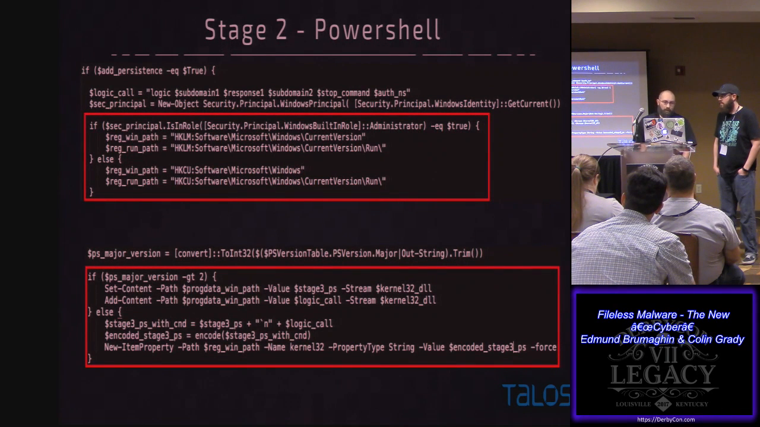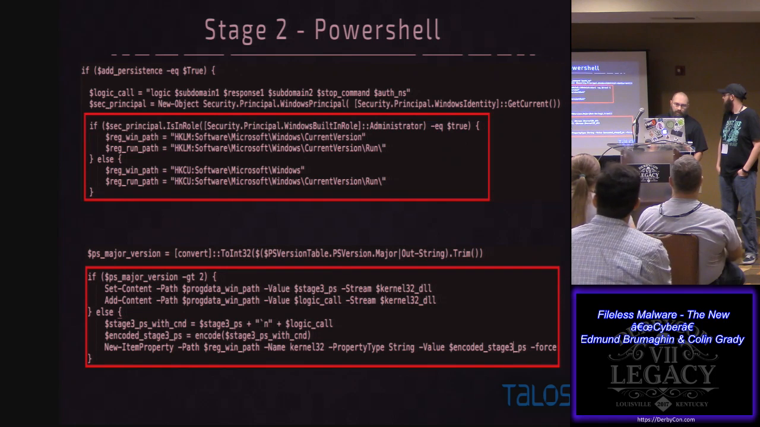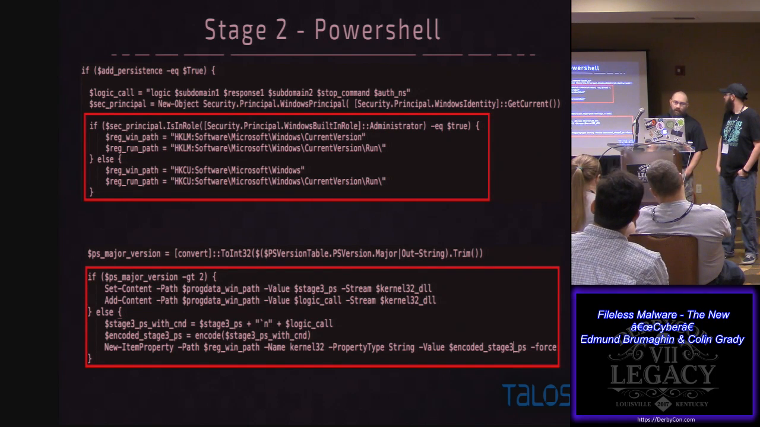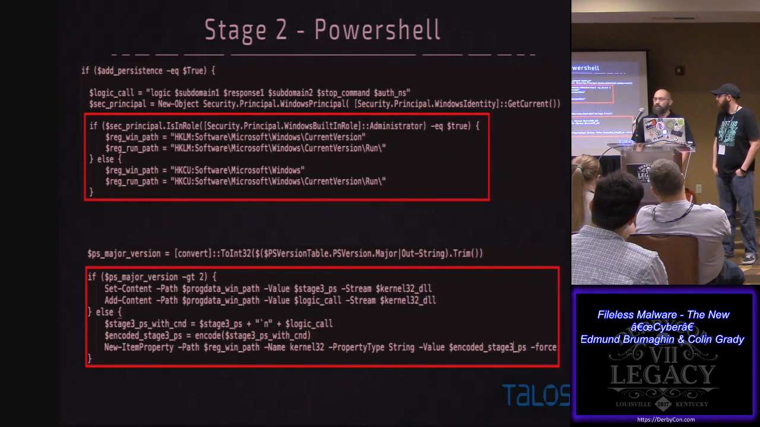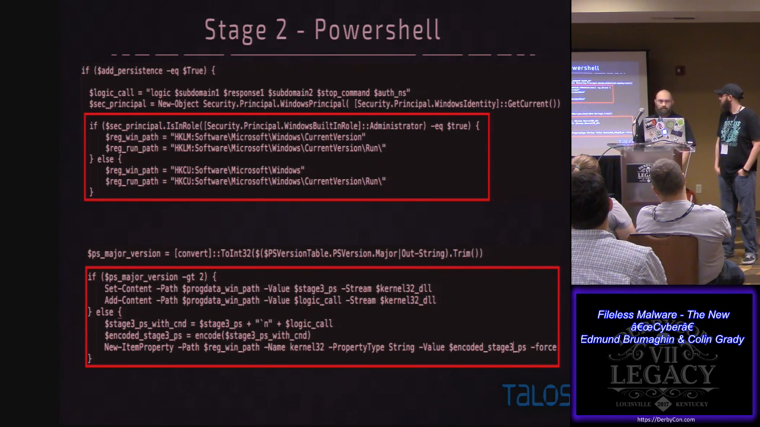So this is showing, based on the privilege set of the user, where it's saving its persistence, if persistence is defined, and how it's doing it. So whether it's writing to the alternate data stream or whether it's writing to the registry. And what it's doing at this point is it's writing more PowerShell code to those points to be executed.